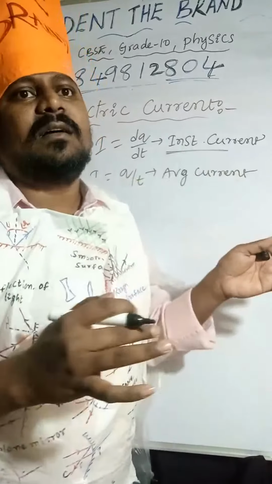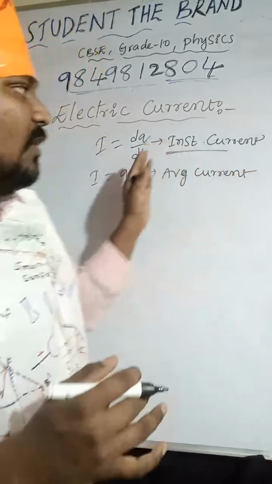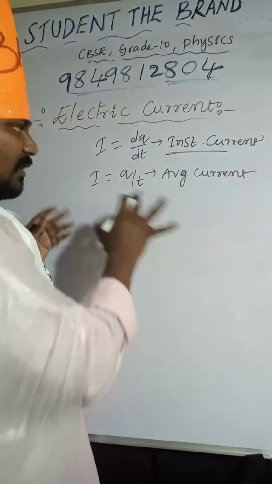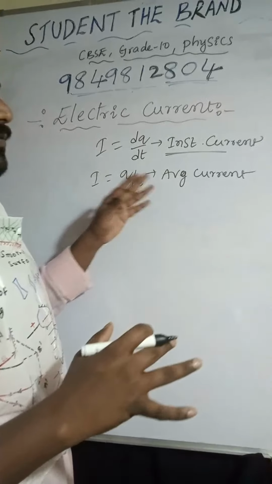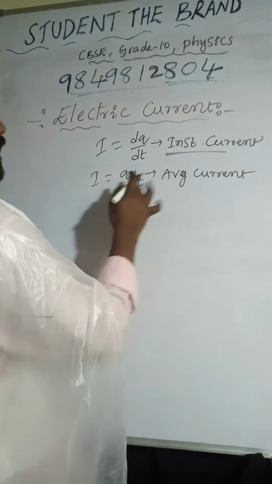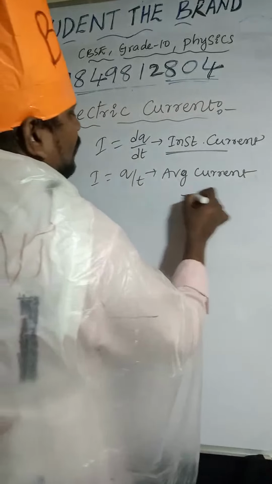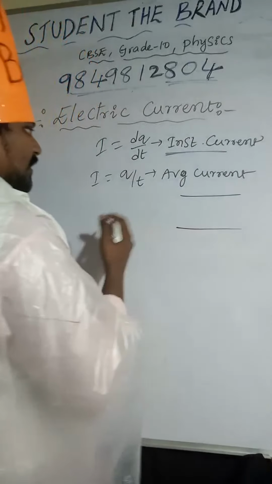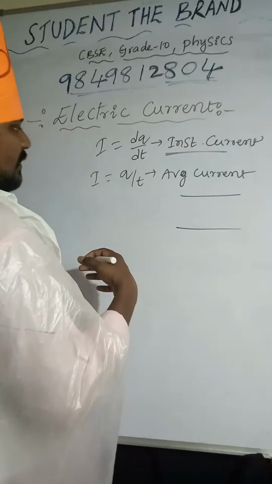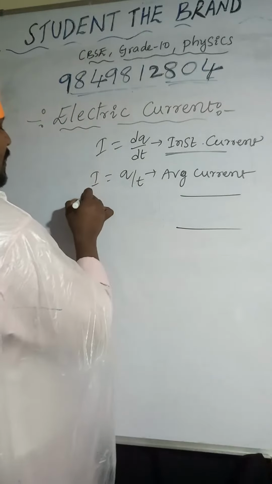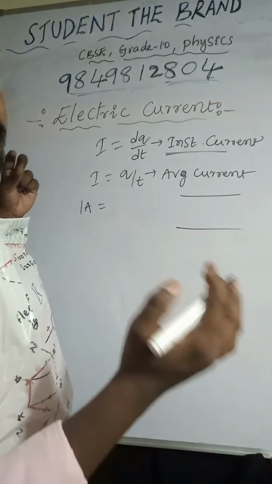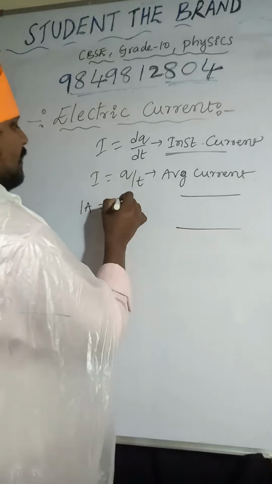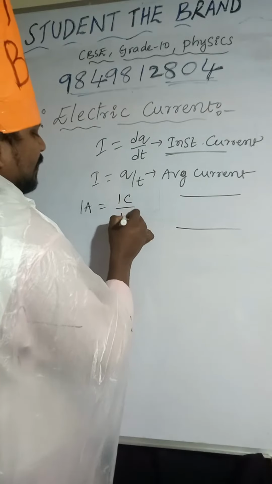So that current is called instantaneous current, and average current is overall how much current is flowing in the conductor, that is, total charge by total time taken. The SI unit of current is ampere, the SI unit of charge is coulomb, and the SI unit of time is second.